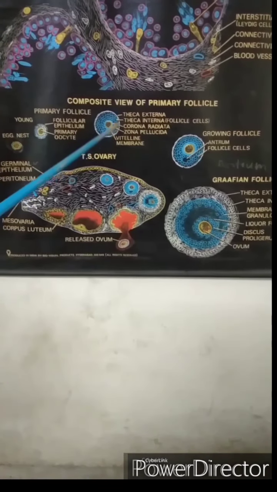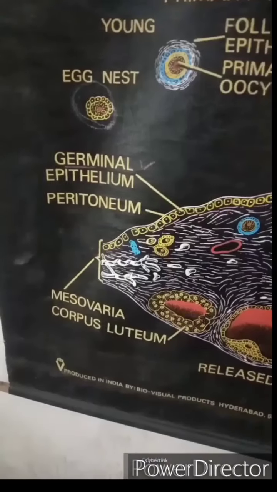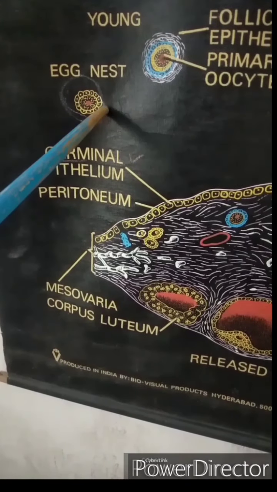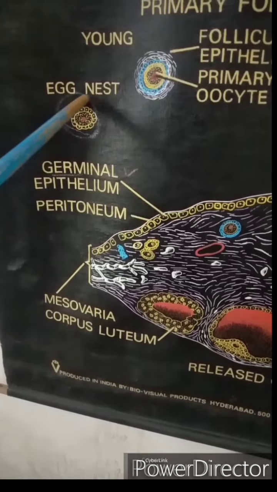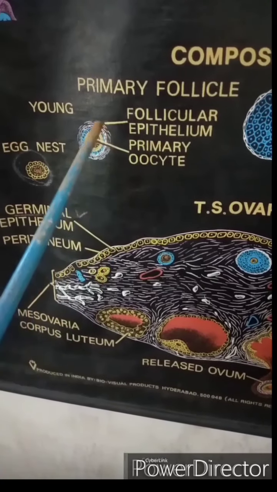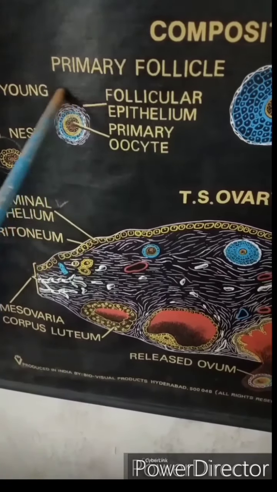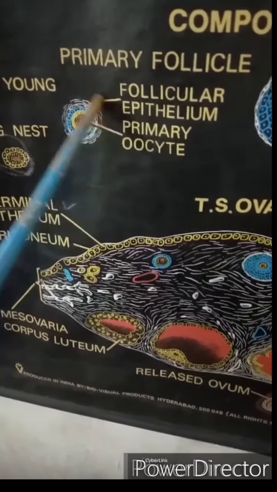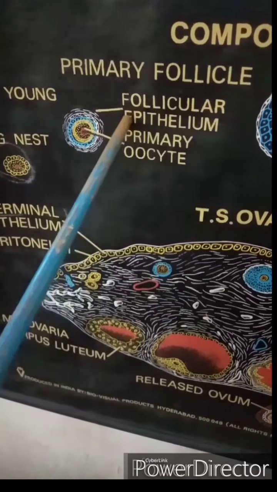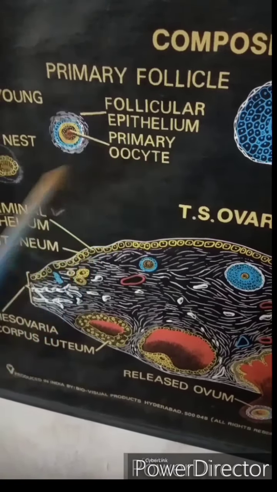Each follicle encloses an ovum in it. The primordial follicle, or the egg nest, has a single layer of cells. These cells are flattened in shape. The primary follicle, or the early primary follicle, has columnar cells which are known as the follicular epithelium. The columnar cells are surrounded to a primary oocyte. The primary follicle also contains the primary oocyte.